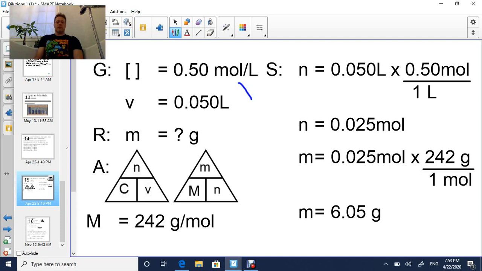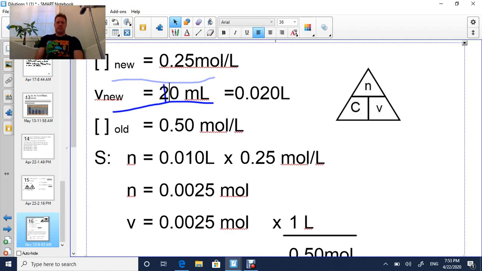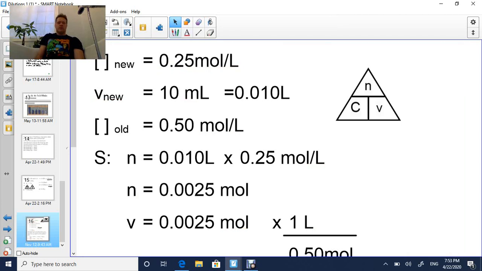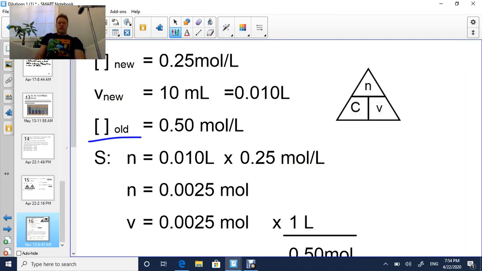Okay, so now I'm going to take this solution that I made and I'm going to dilute it. So that means I have to take a little bit of that concentrated solution to make the new one. So how do I do that? Well, the new one I want to make has this concentration and this volume, and actually it's not that, it's actually a 1 there. So let's just change that right now. Okay, so there and there. Okay, so now we have the new volume and new concentration, and we also have the old one, the one we just made, which is that stock one right there.